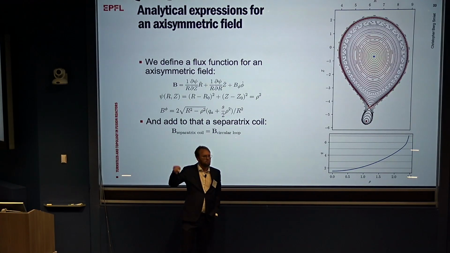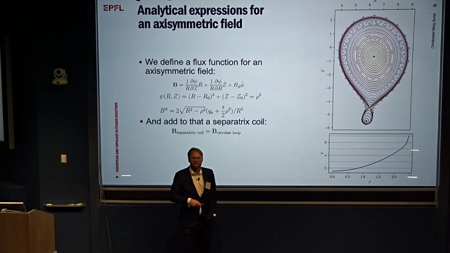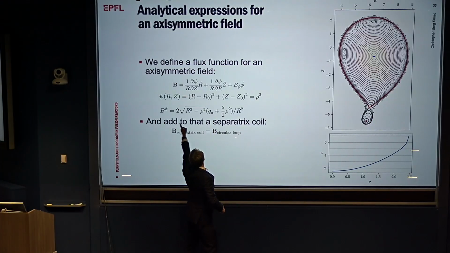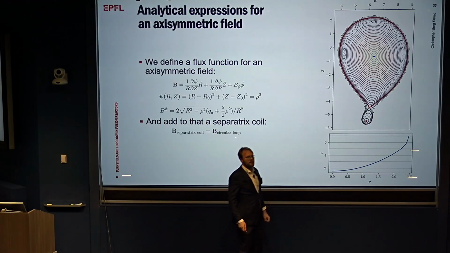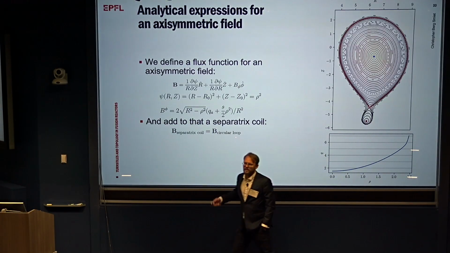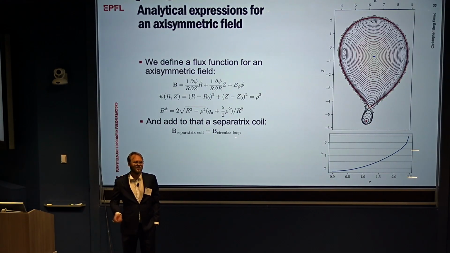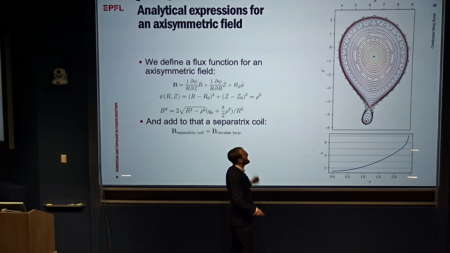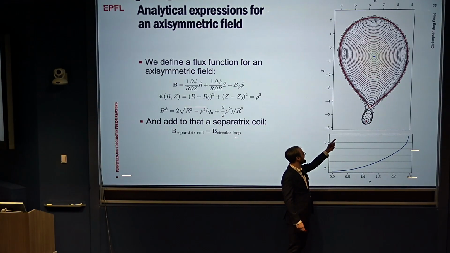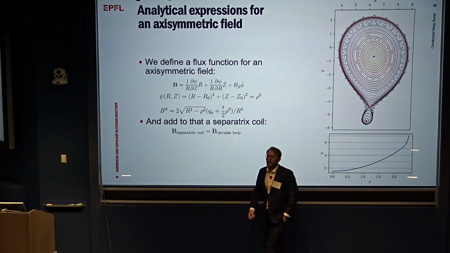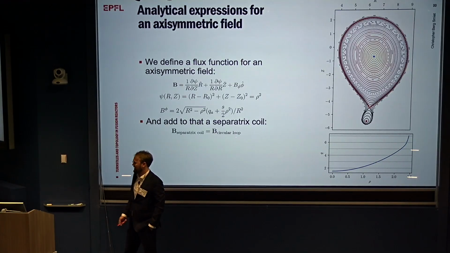Now, to that simple configuration, in which all of the field lines lie on nested surfaces at constant psi, we add another bit of field. We add a separatrix coil right there, for which we have analytical expressions. Those who like elliptic integrals can eat their hearts out when calculating this. Yeah, I won't go into that. If we add that separatrix coil, we get a very tokamak-like configuration in the magnetic field. We get an X point in between the coil and the plasma.